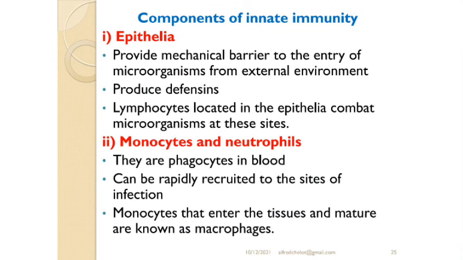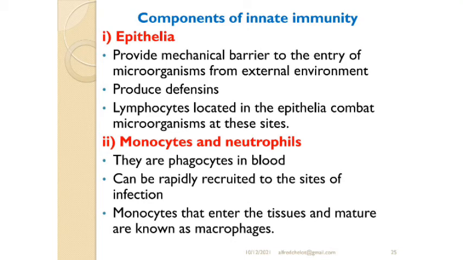So moving on, next we have to discuss components of the innate immunity. We have the epithelia as one of the components, and this provides a mechanical barrier to the entry of microorganisms from the external environment, and they also produce defensins. Lymphocytes located in the epithelia combat microorganisms at these sites.